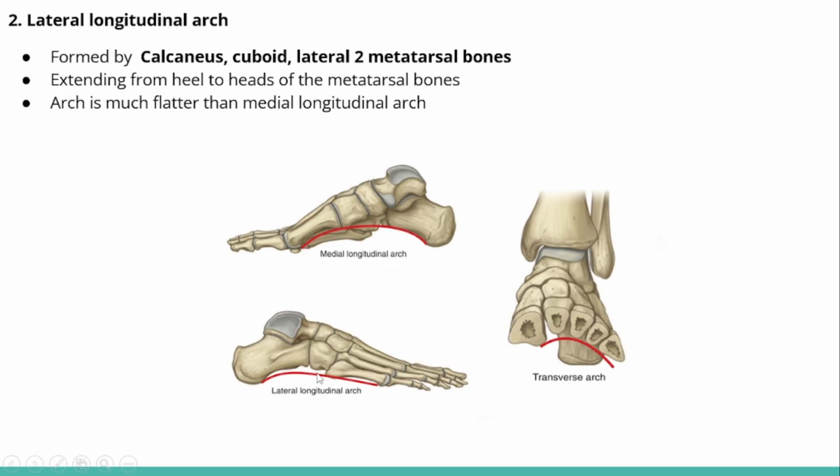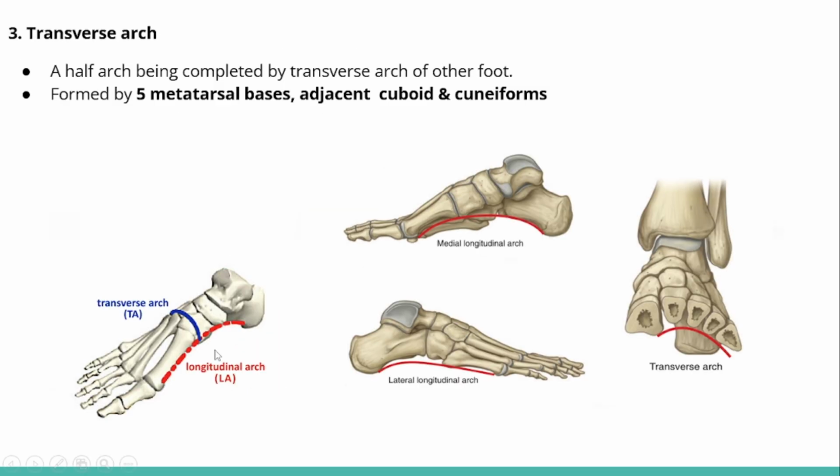The lateral longitudinal arch is formed by the calcaneus, cuboid and lateral 2 metatarsal bones. This arch extends from the heel to the heads of the metatarsal bones, and you can see when you compare with the medial longitudinal arch, the lateral longitudinal arch is much flatter. Then the transverse arch, actually it's not a complete arch, it's a half arch, completed by the transverse arch of the other foot. This is formed by the bases of the 5 metatarsal bones and the adjacent cuboid and cuneiforms.